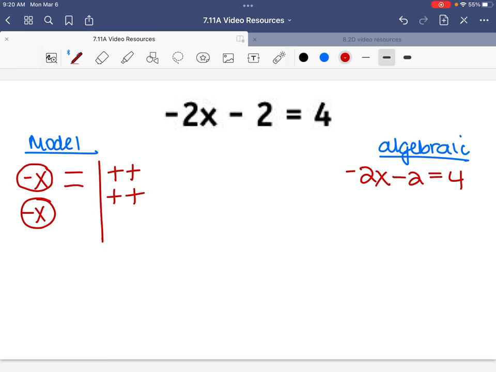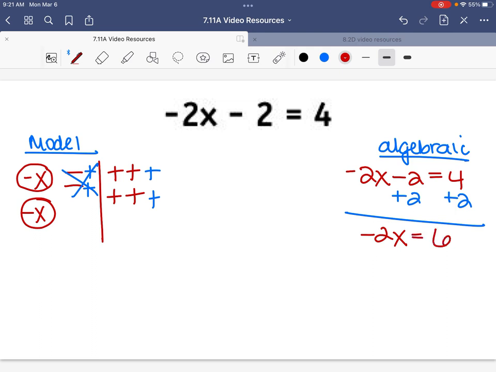So the first thing I need to do is create my zero pairs. So my -2, I need to add a +2, or add two positives to both sides to create that 0. So I add 2 positives to the left of my equation and to the right. And when I simplify it, I'm left with 2 negative x's is equal to a +6. So I'm going to redraw that. So I have a -x, a -x, and it's equal to a +6.